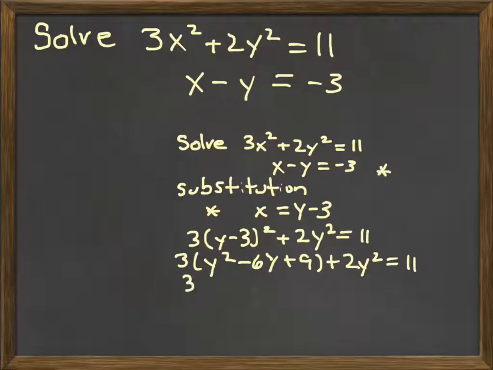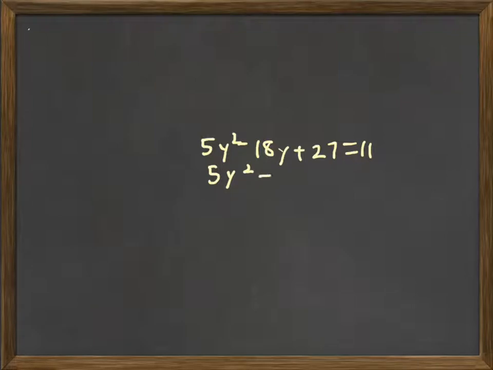I could distribute the 3 and get 3y squared minus 18y plus 27 plus 2y squared is equal to 11. Then if I combine like terms, I would get 5y squared minus 18y plus 27 is 11. I move everything to one side by subtracting 11, and this is what I get.